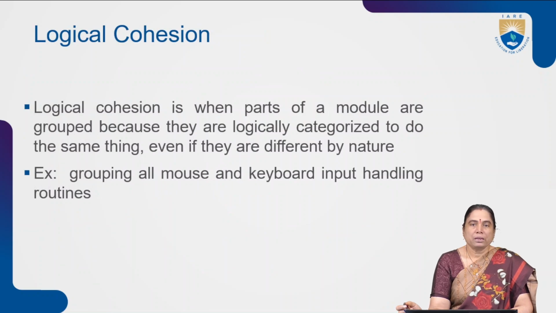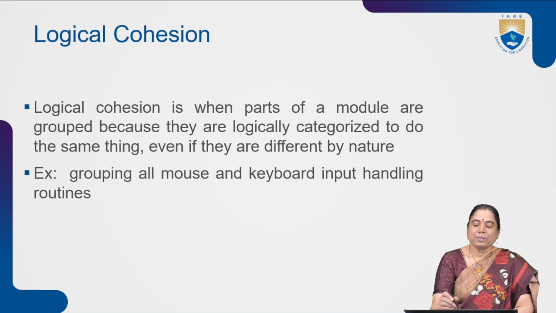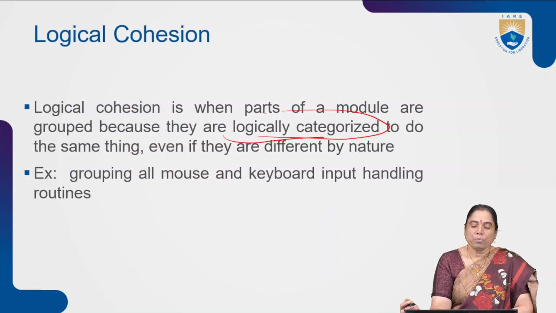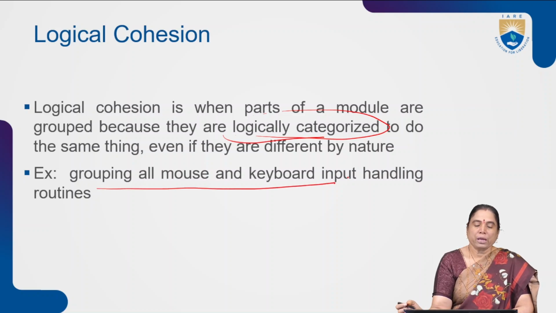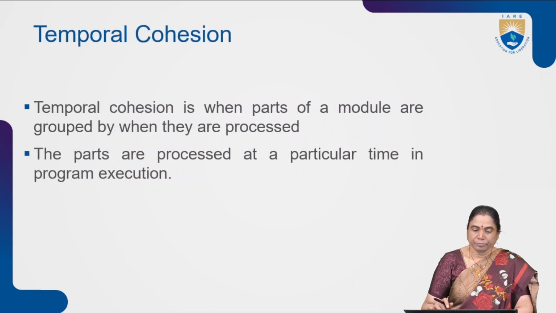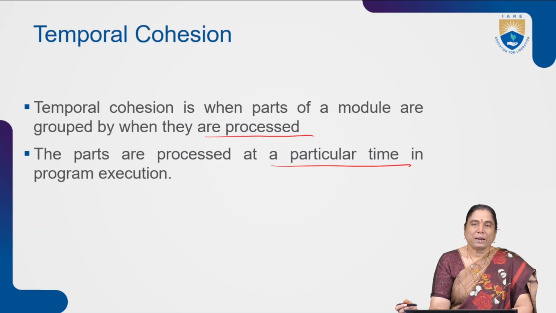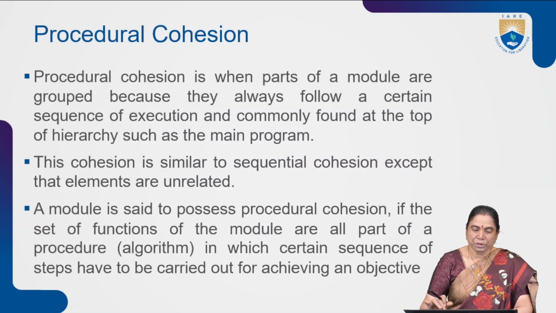The second one is logical cohesion. Logical cohesion is when parts of a module are grouped because they are logically categorized. So some logical relationship exists between the components that can be classified. For example, grouping all mouse and keyboard input handling routines. Temporal cohesion is when parts of a module are grouped because they are processed at a particular time in program execution. Depending upon the time, the cohesion can take place. That's why it is referred to as temporal cohesion.